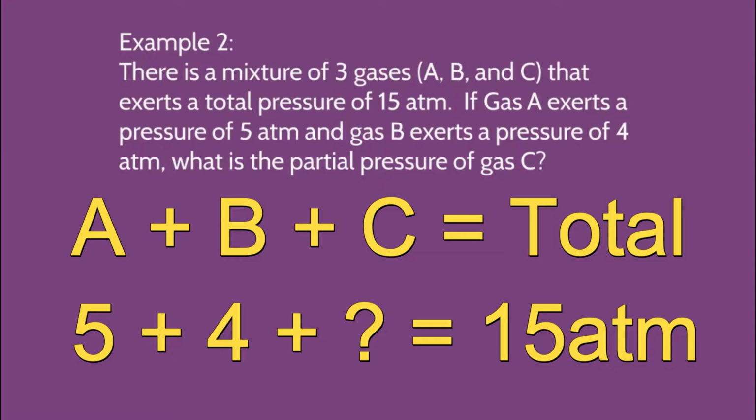It's got to be 6. Why is it 6? Well, here's the thing. They all add up to the total, right? So here's your total. You're basically subtracting A and B from the total. In other words, these two added together is 9, right? Well, what's 15 minus 9? 6. C then would equal 6 ATM, because 6 plus 4 is 10, plus 5, that's 15.